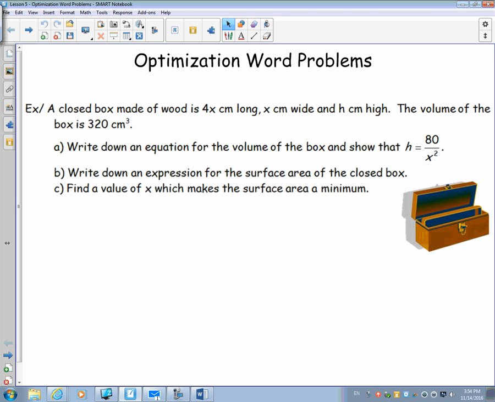In this final calculus lesson, we're going to look at some three-dimensional problems and how we can optimize those kinds of situations. So, kind of an extension of where we left off in our last lesson, just dealing with somewhat more complicated problems. We're going to start off with a closed box. Wood is 4x centimeters long, x centimeters wide, and h centimeters tall. So on our little picture here, 4x, x, and h. And we know the volume of the box is 320 centimeters cubed.